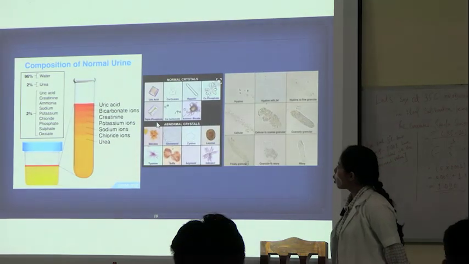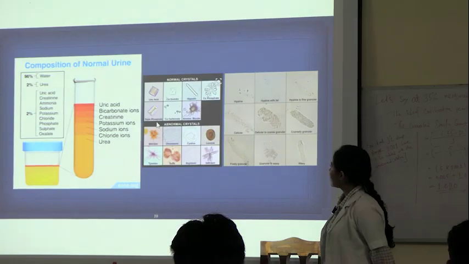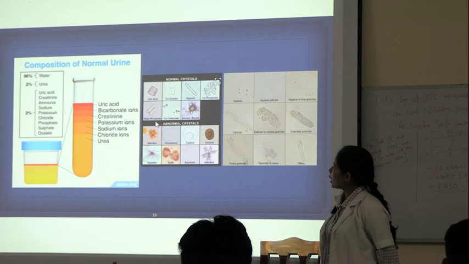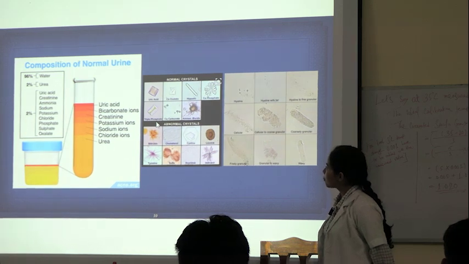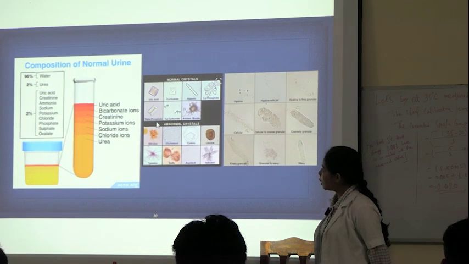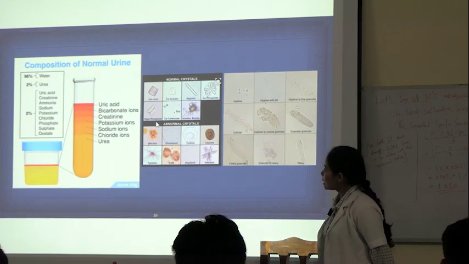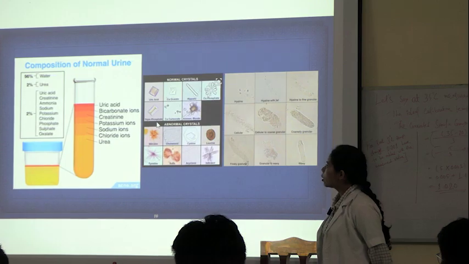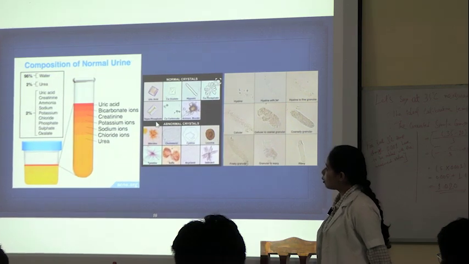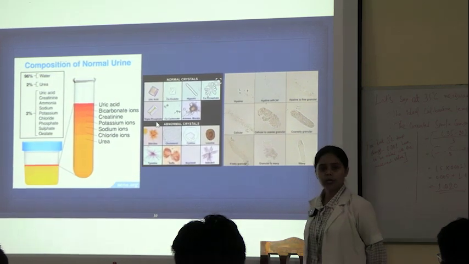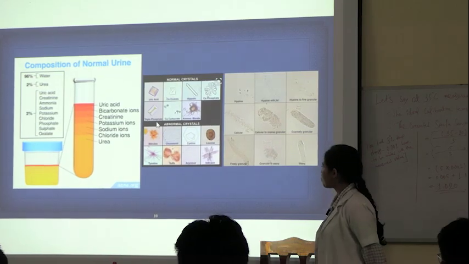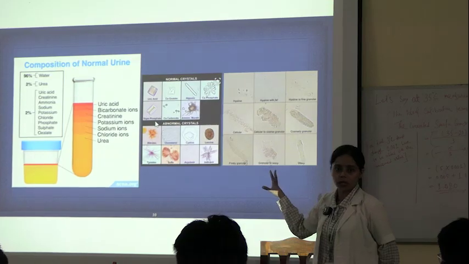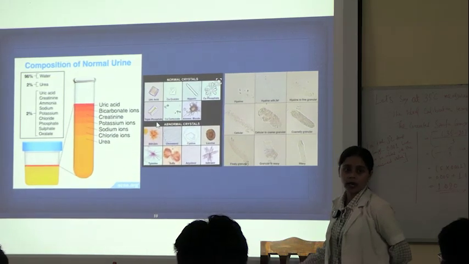So this is the composition of normal urine, and these are the pictures of the crystals and the casts. So in the composition we have 96% water and 2% urea, and 2% could be uric acid, creatinine, ammonia, sodium, potassium, chloride, phosphate, sulfate or oxalate, little or more, but it will be present in our urine samples. Now these are normal casts and abnormal casts, this is just for your picture, okay? No need to mug up or anything, just so that you understand.